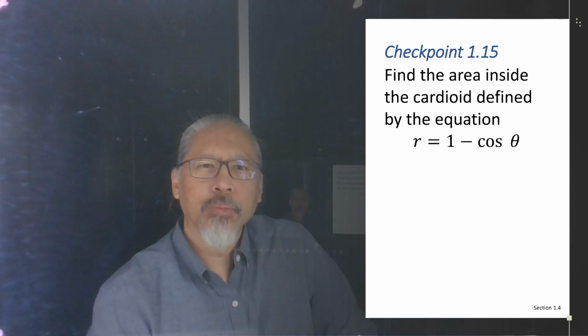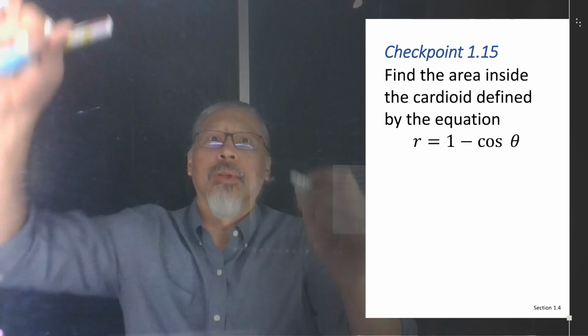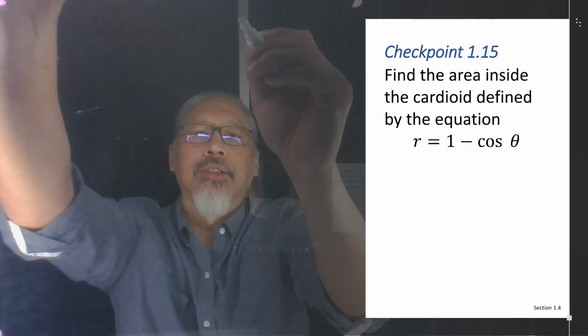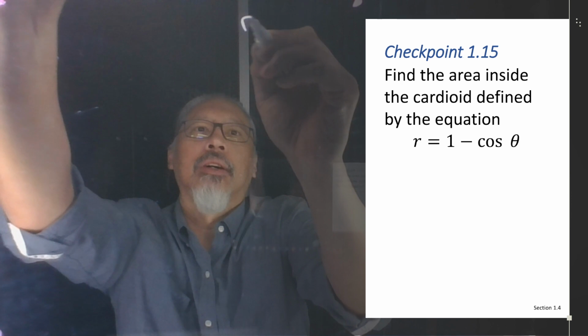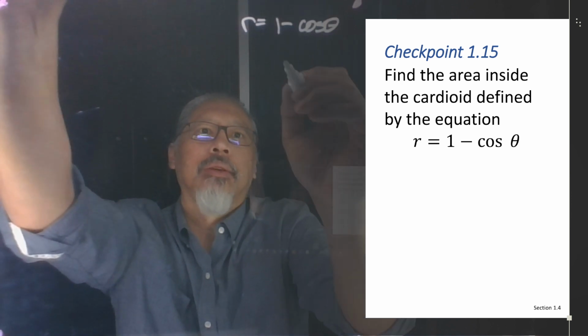This is checkpoint 1.15. They want us to find the area inside the cardioid defined by the equation r is equal to 1 minus cosine theta. So let's see if we can imagine this cardioid. r is equal to 1 minus cosine theta.